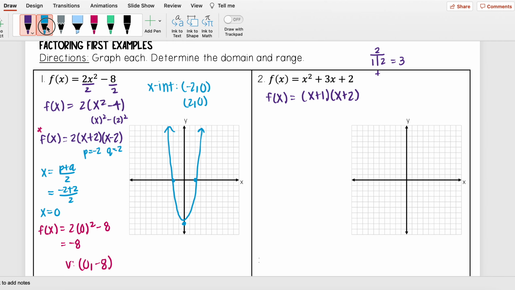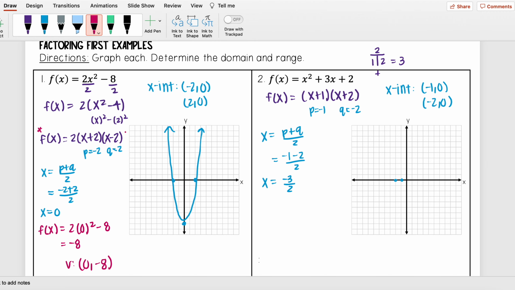And so that means that my p-value here is negative 1, and my q is negative 2. And so that means that my x-intercepts are negative 1, 0, and negative 2, 0. And so now I need to find my axis of symmetry. So I'm going to do p plus q divided by 2. So I have negative 1 minus 2 divided by 2. And so here I do actually get a fraction, so I get negative 3 halves. But that is okay, we can do fractions.